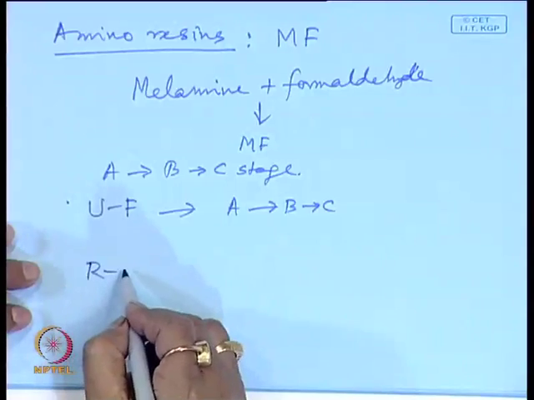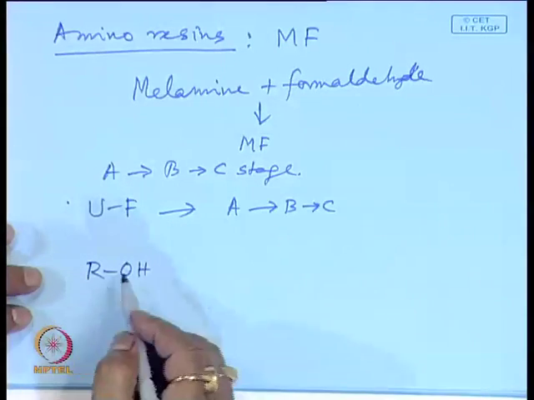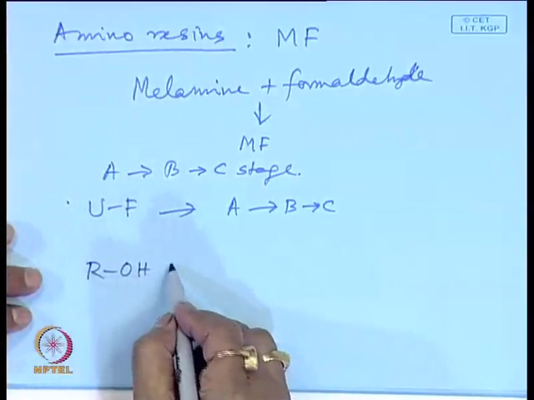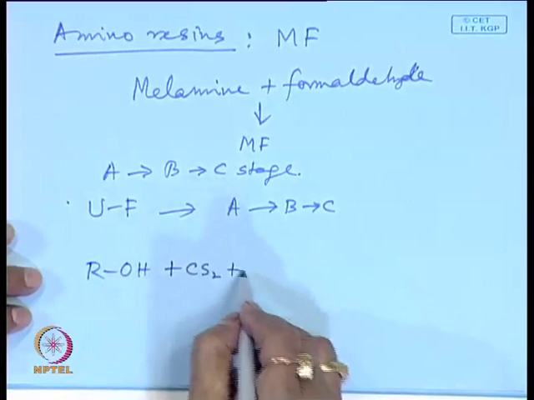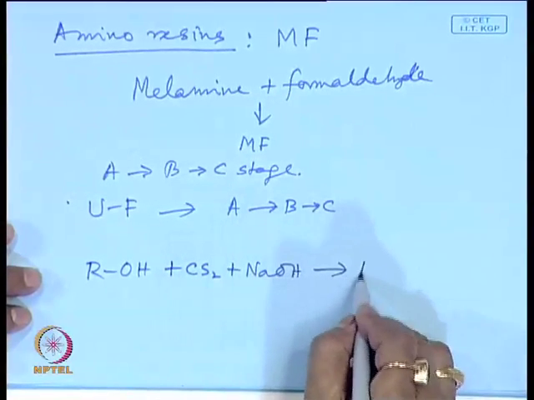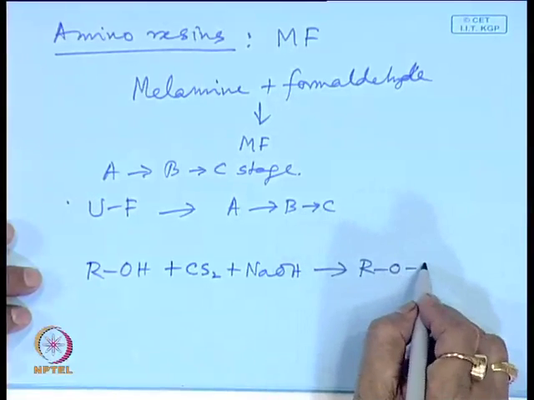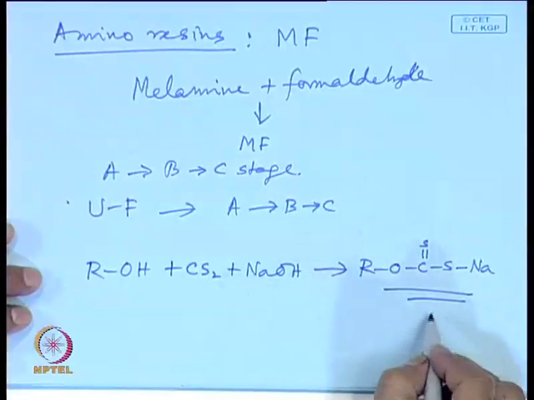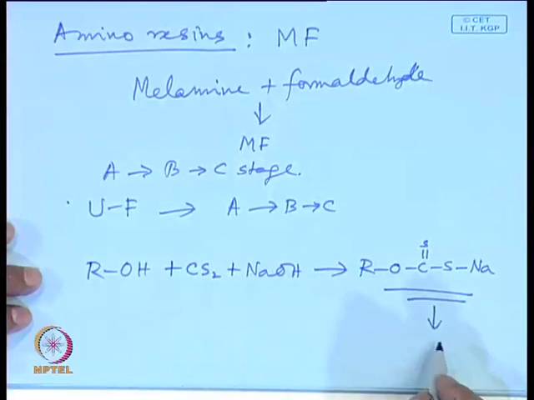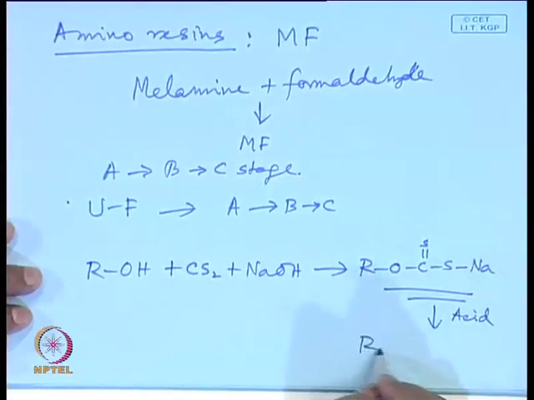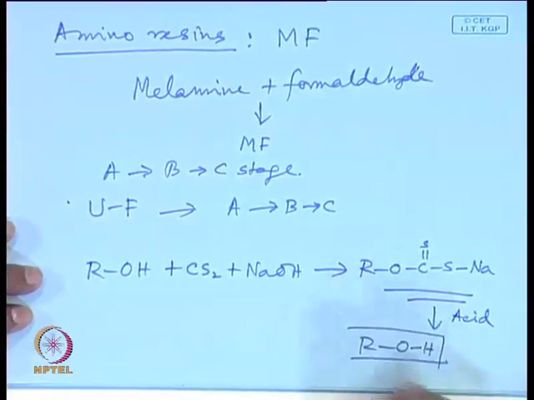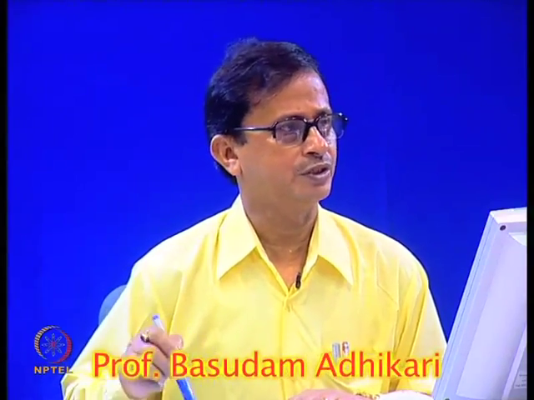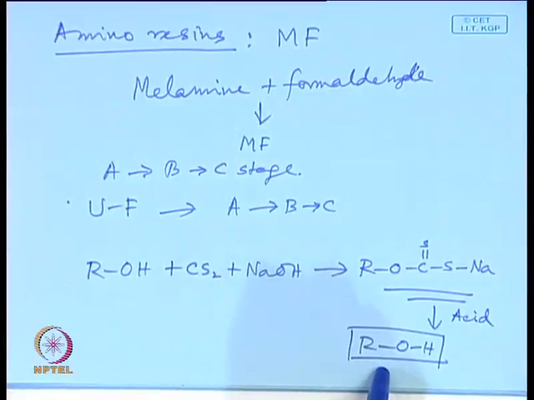Say cellulose, if you consider this cellulose as ROH, having cellulose units containing hydroxyl groups, when that is reacted with carbon disulfide in presence of alkali, it actually forms a xanthate, sodium cellulose xanthate. When this sodium cellulose xanthate is poured into an acid bath, the cellulose is regenerated. Okay. So, this is regenerated cellulose, cellophane, etc.